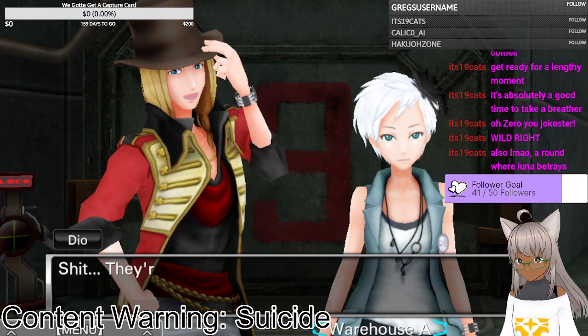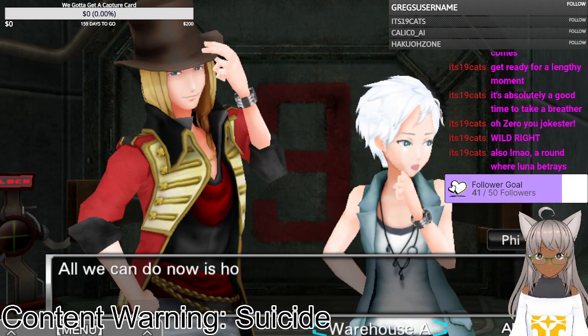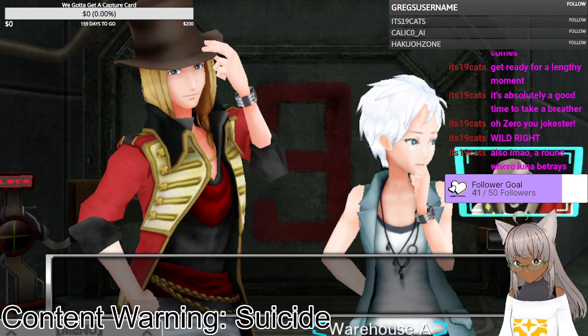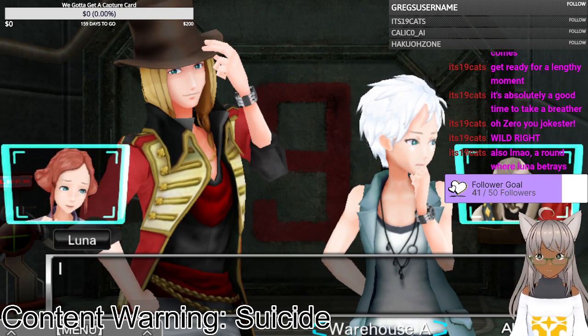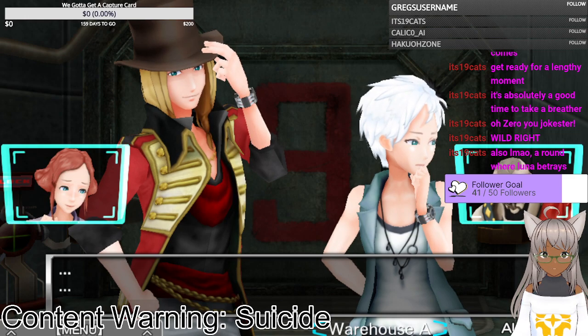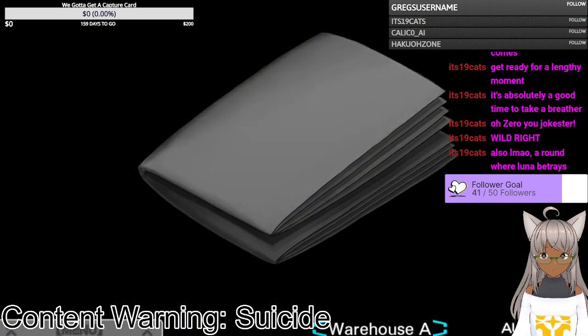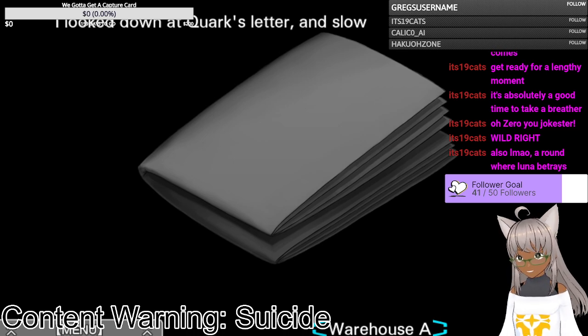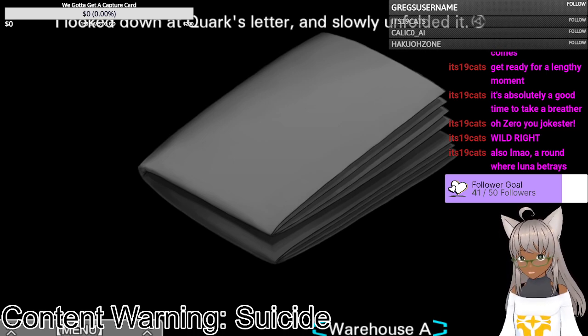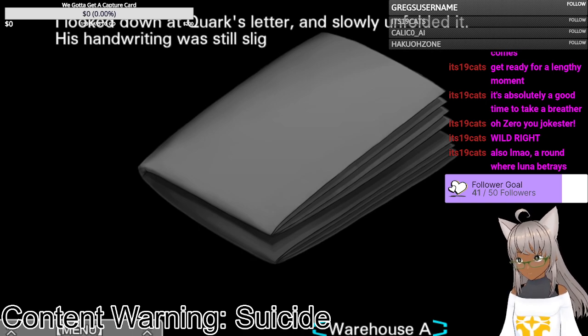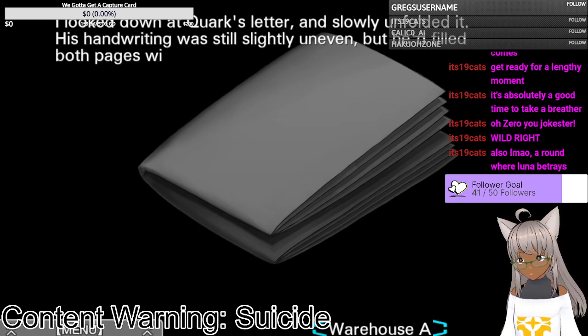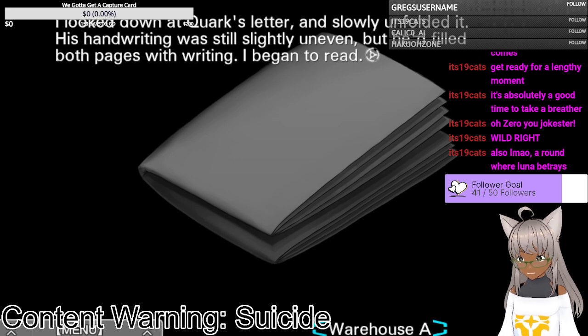Shit! They're gone. All we can do now is hope they bring help back. Indeed. I agree. I looked down at Quark's letter and slowly unfolded it. His handwriting was slightly uneven, but he filled both pages with writing. I began to read.